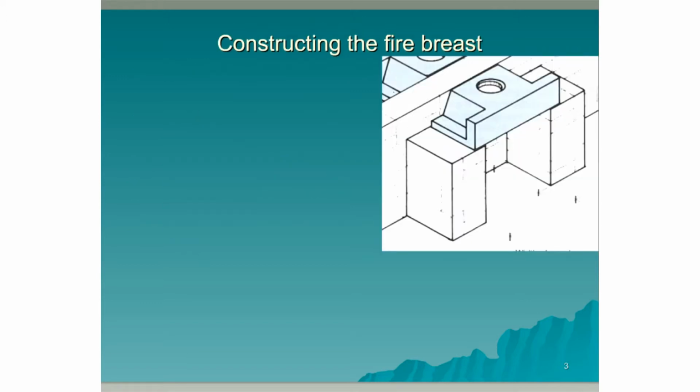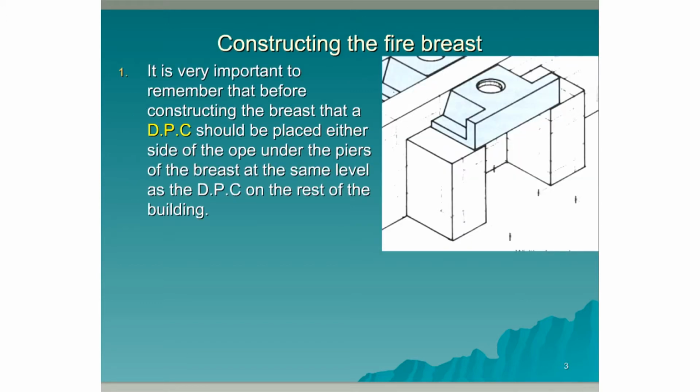List the 3 main substances produced from burning coal. Constructing the fire breast. 1. It is very important to remember that before constructing the breast, a DPC should be placed either side of the opening under the piers of the breast at the same level as the DPC on the rest of the building.